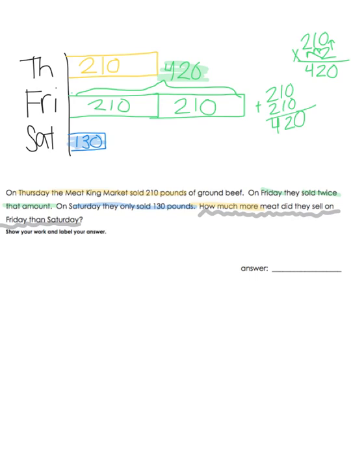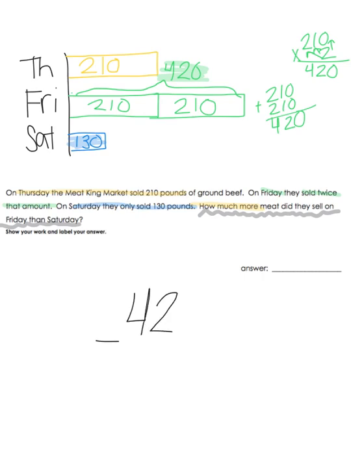Those words give me a clue of what type of math I'm going to be doing. If I'm looking at how much more I sold on Friday than on Saturday, I know I'm going to be looking for the difference between Friday and Saturday. Whenever I'm looking for a difference, that means subtraction. I want to use the pen, not the highlighter. So that means subtraction. So I'm going to start with what I sold on Friday.